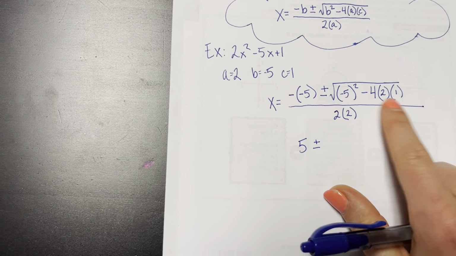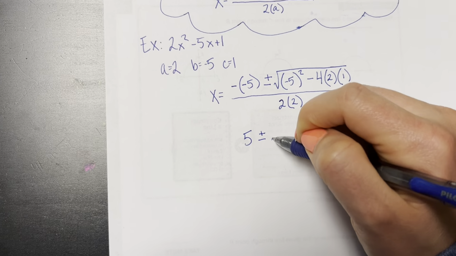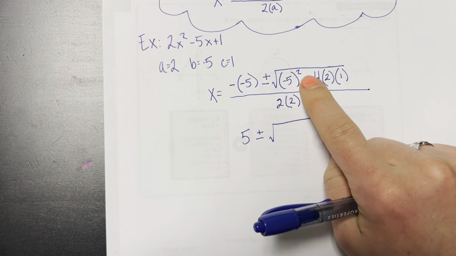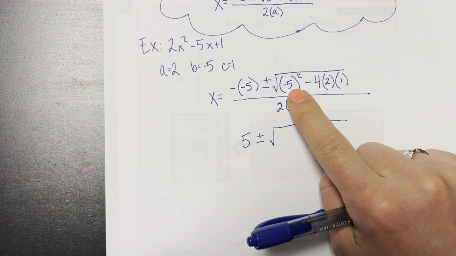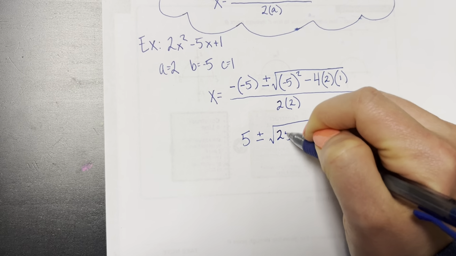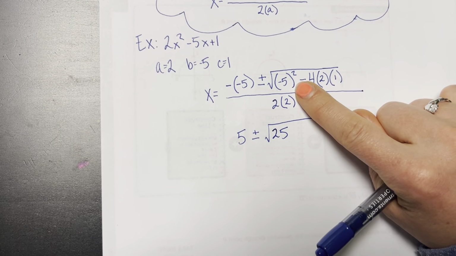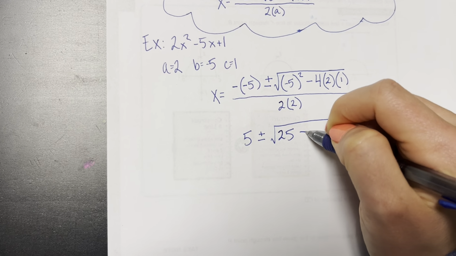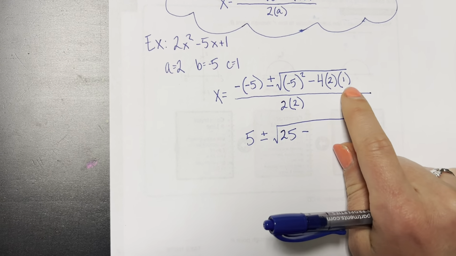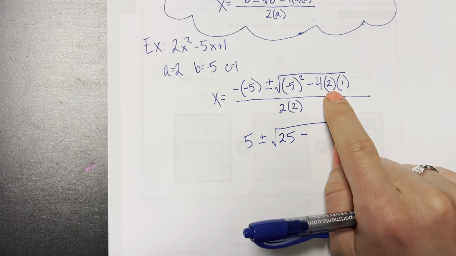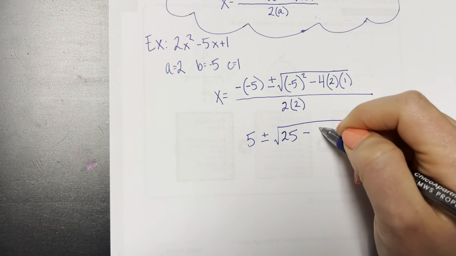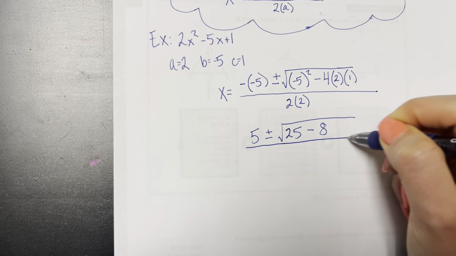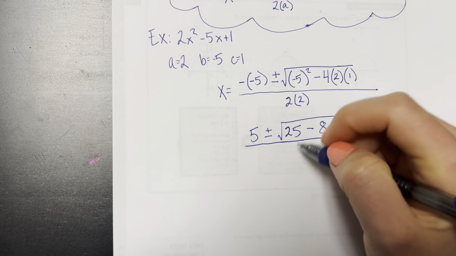This whole square root is my PEMDAS, so I'm going to do, let's see, (-5) squared. -5 times -5, +25. Do not forget the parentheses. Please don't make this mistake. +25 minus 4 times 2 times 1. Let's see, 4 times 2 is 8. 8 times 1 is 8. So -8, divided by 2 times 2, which is 4.